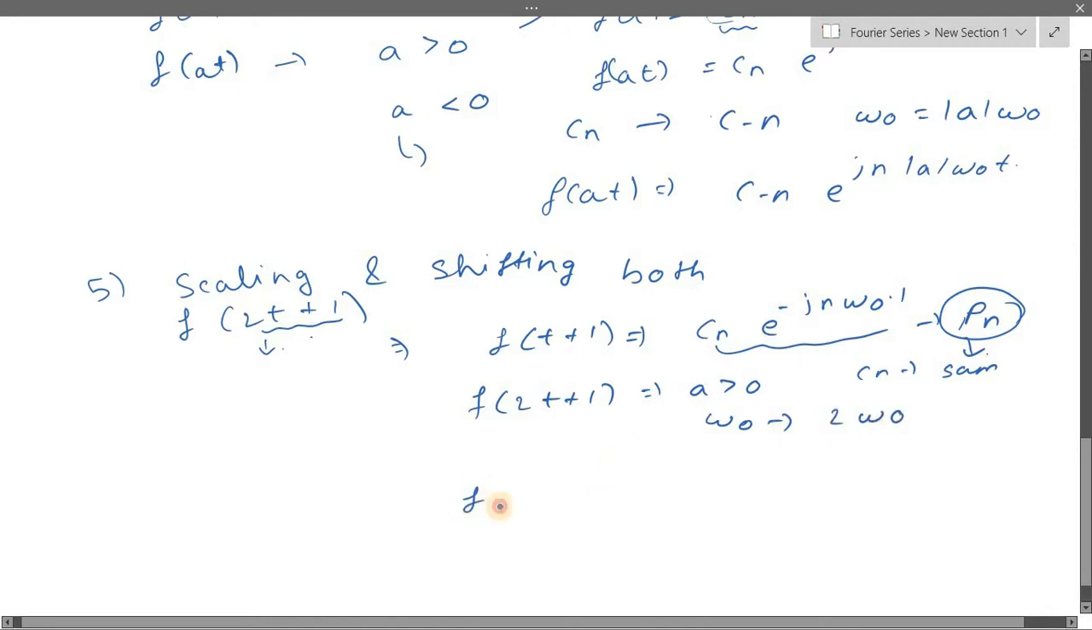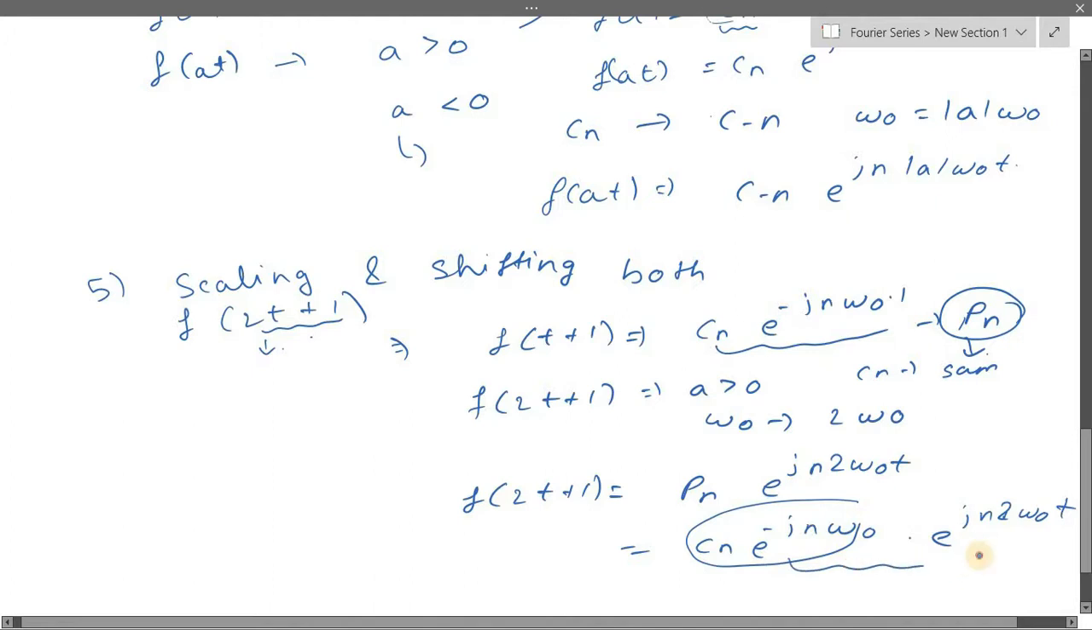So your f of 2t plus 1 will be the sum of p of n e raised to j n omega naught t, where omega naught becomes 2 omega naught, so 2 omega naught t. Your p of n is c of n e raised to minus j n omega naught, multiplied by e raised to j n 2 omega naught t. So this is your new Fourier coefficient, and this is your new Fourier equation for f of 2t plus 1. This is the way that you have to deal with scaling and shifting both.